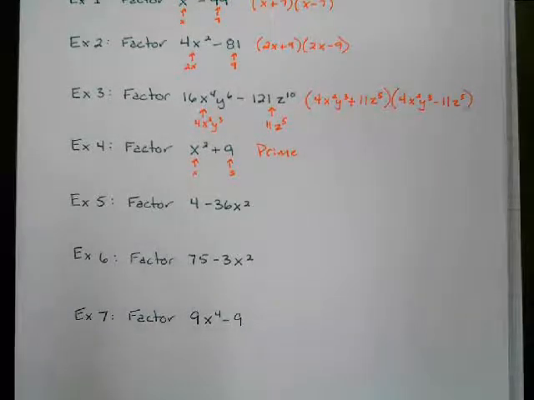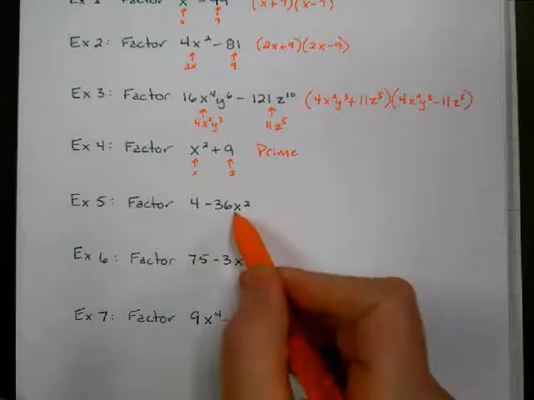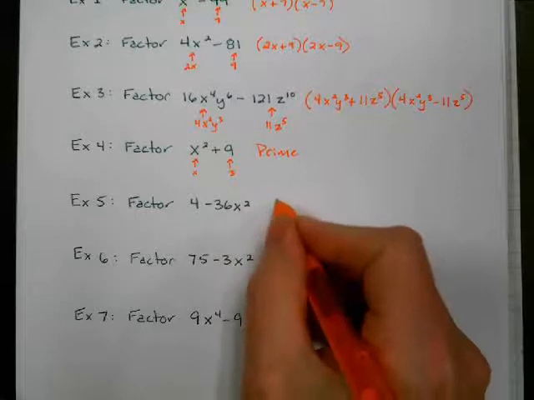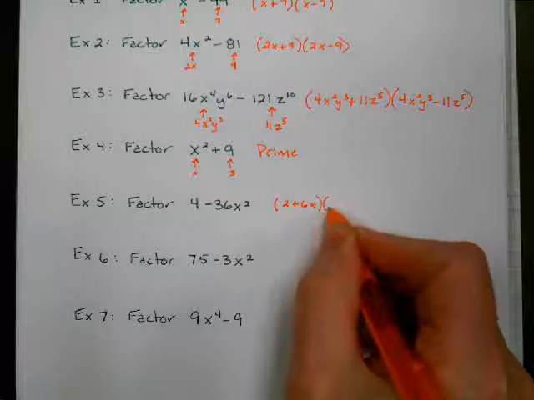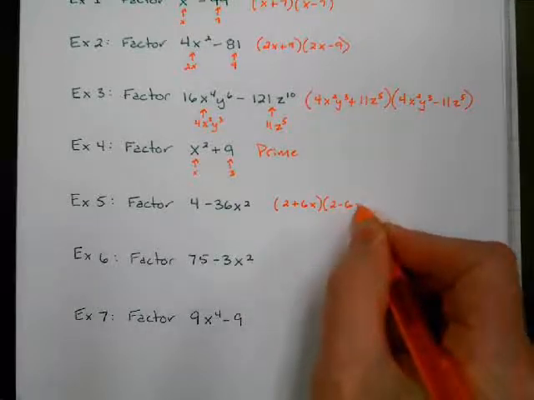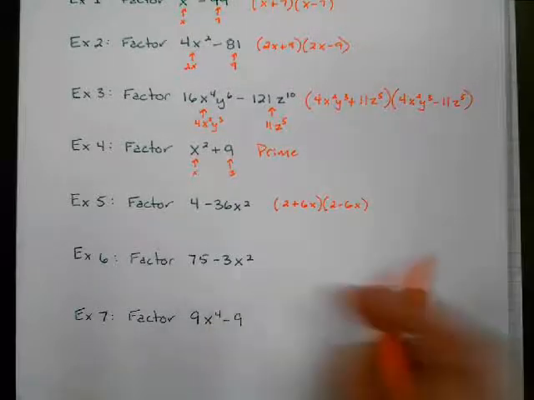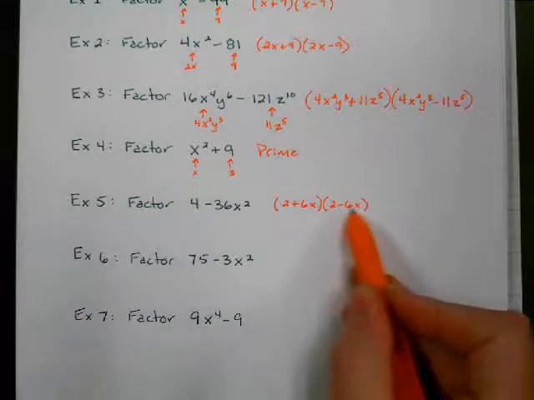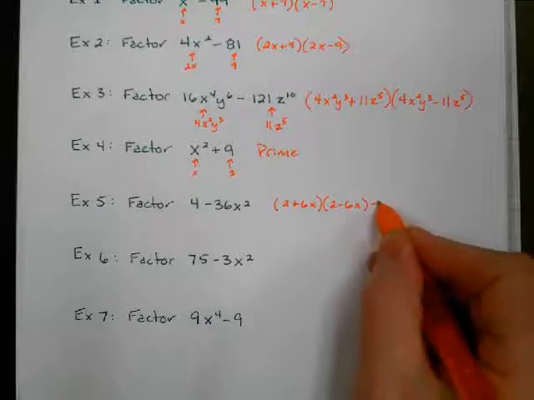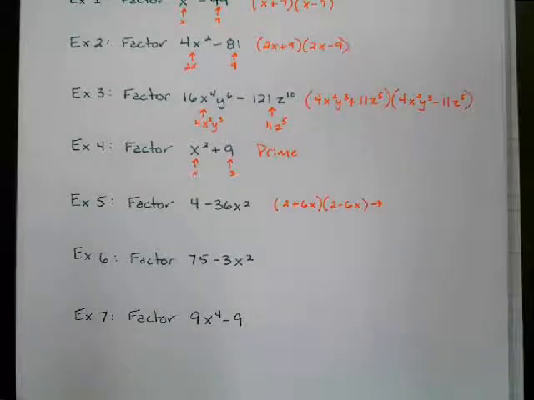Let's see what happens if I don't factor out a GCF here. This is the perfect square of 2, and this is the perfect square of 6x. So this would be 2 plus 6x and 2 minus 6x. Now, the problem with this is that there's a GCF inside of this one, and there's a GCF inside of that one. So usually when we factor, we're not allowed to stop factoring until everything has been factored. And on this particular problem, everything hasn't been factored.